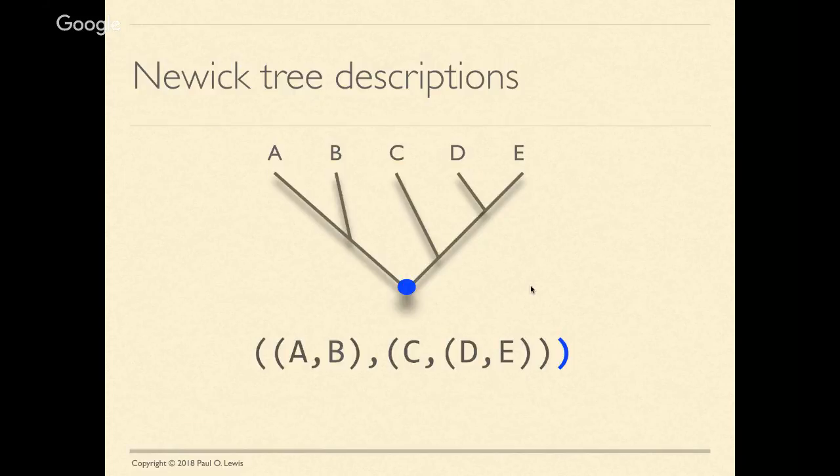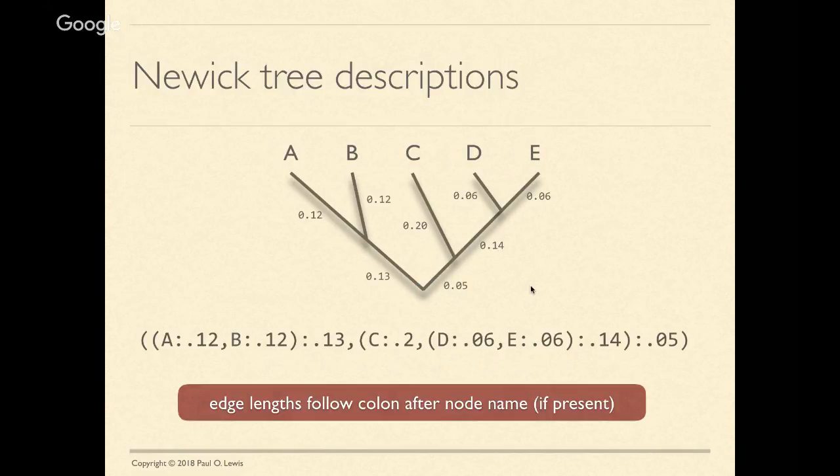Newick tree descriptions also normally include edge lengths. The edge lengths are added to the right of the node name, for example here, and are separated by a colon from the node name. If there is no node name, which is common for internal nodes, such as this one, then the colon plus edge length takes the place of the node name.